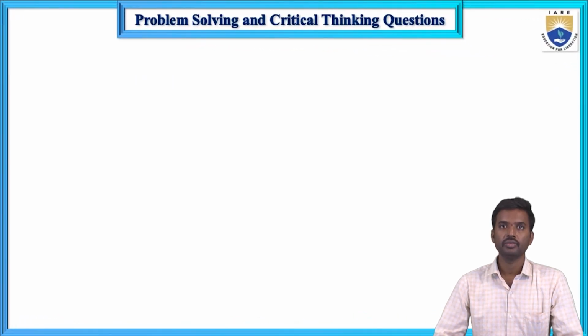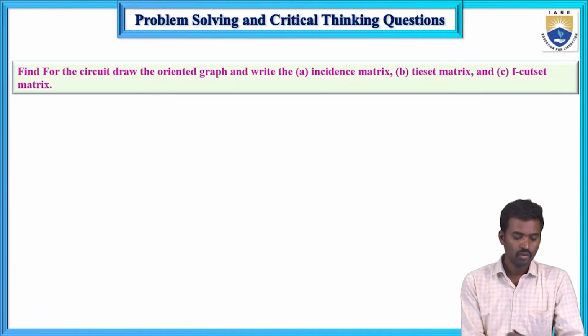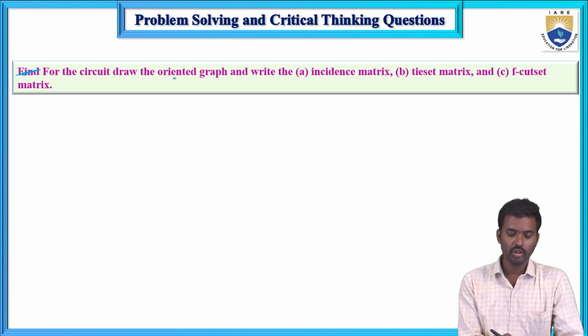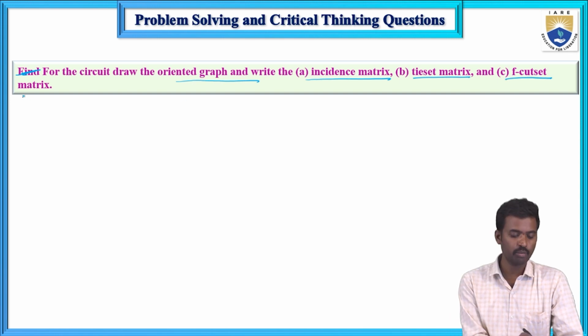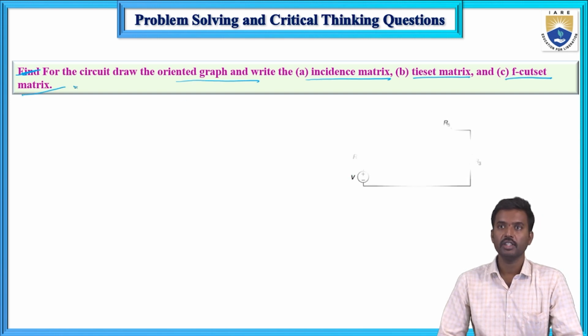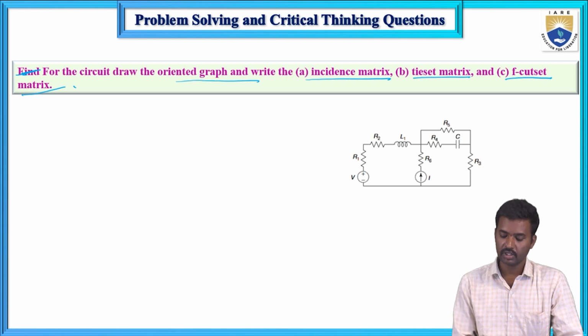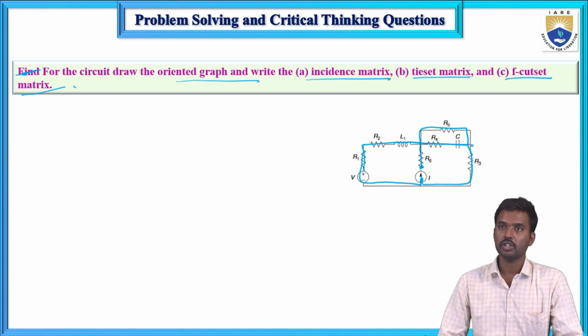Next, for the circuit, draw the oriented graph and write the incident matrix, tie set matrix and cut set matrix. So first here, this is the circuit. For this case, all voltage sources are replaced by short circuit and the current source is replaced by open circuit. This should be open circuited and this one is replaced by short circuited.